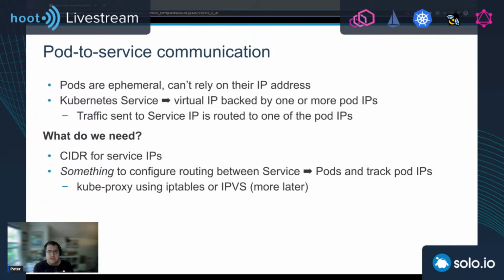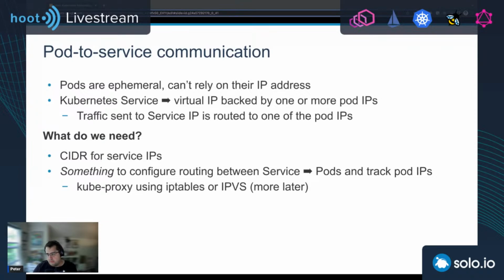Perfect. All right. So the next one is pod to service communication, and service here is referring to Kubernetes service, right? We know that the pod's IP addresses are unique, but we also know that the nature of pods is that they're ephemeral, which means we can't really rely on the pod's IP address, because as soon as the pod is deleted and gets recreated, it's going to get a different IP address. So the way that this is solved in Kubernetes is by using a concept of a Kubernetes service.